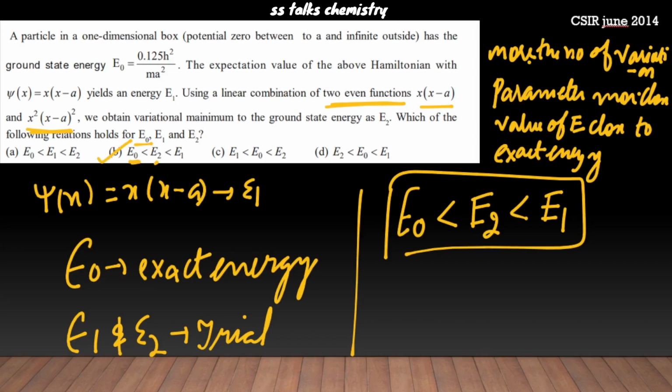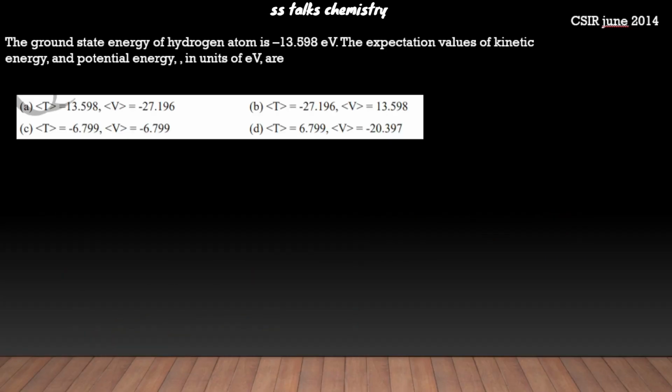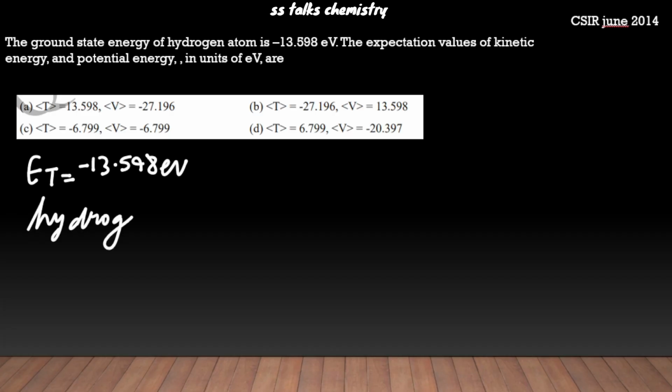Okay. Now the next one we have is this. The ground state energy for the hydrogen atom is this much, which is minus 13.598 electron volts. The expectation values of kinetic energy and potential energy in units of electron volts are to be found. So the total energy has been given to us, which is minus 13.598. The system is the hydrogen atom.